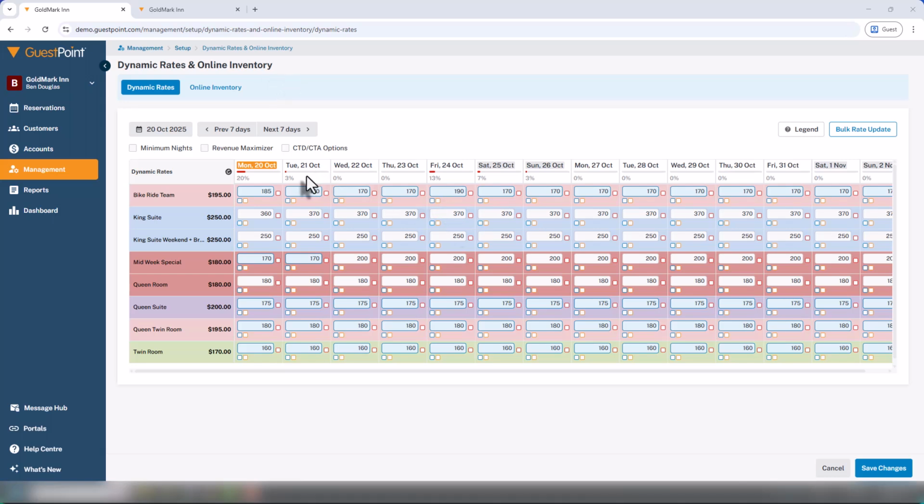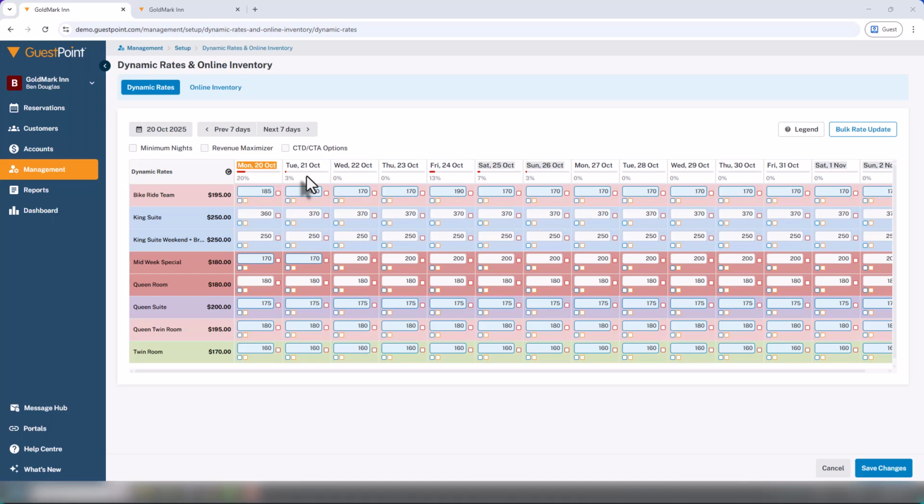Let's look through a few scenarios. Let's imagine that we've got a really busy long weekend coming up. Friday the 24th, 25th and 26th of October. We're nearly sold out, but Friday has a fair few rooms left compared to Saturday and Sunday night. We really don't want Saturday and Sunday night to sell out before Friday. We feel like a lot of people are looking for the longer stay, and if we sell all of our rooms, we might not be able to sell out Friday night.